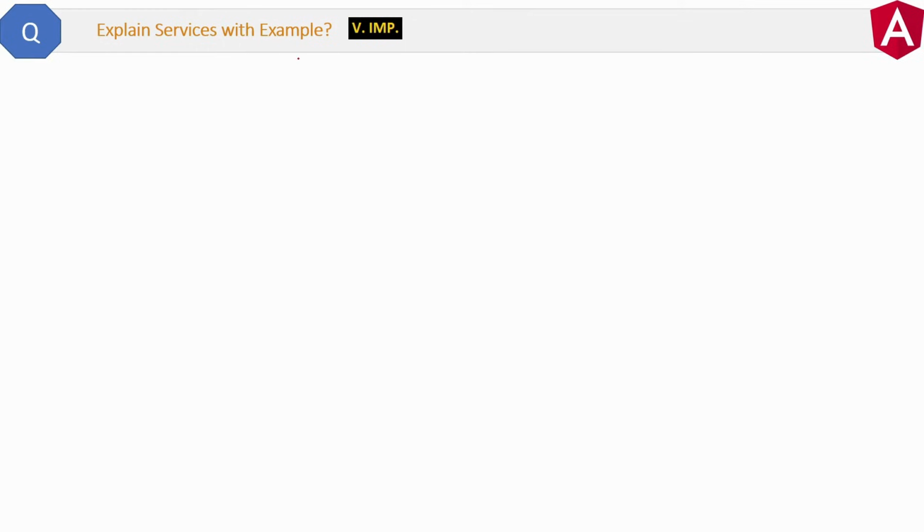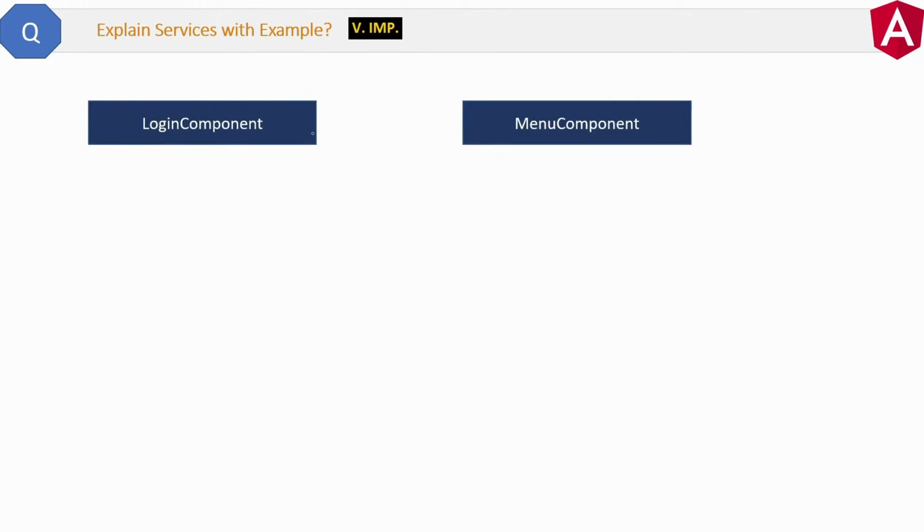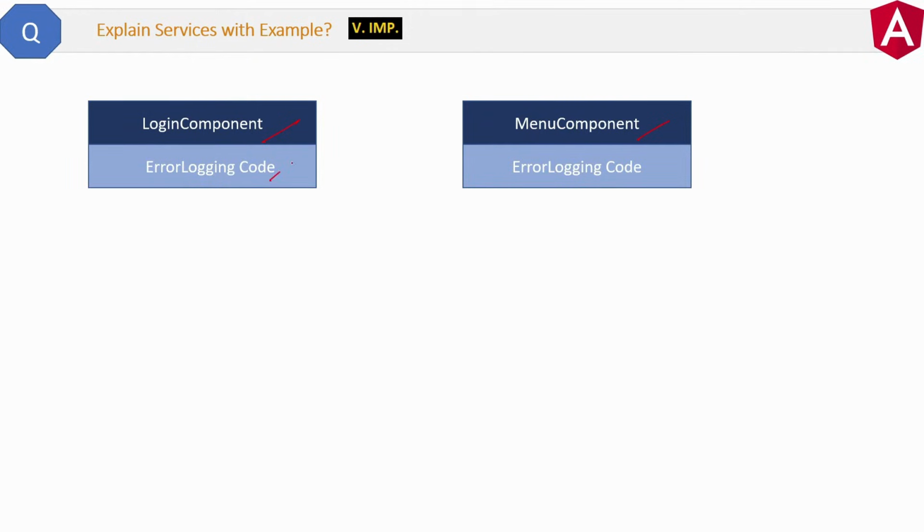Explain services with an example. Suppose in our single page application we have two components. One is a login component and another one is a menu component. Now if any error occurs in these components, then the developer has to log that error, right? For that we will have to write some lines of error logging code inside both of these components.